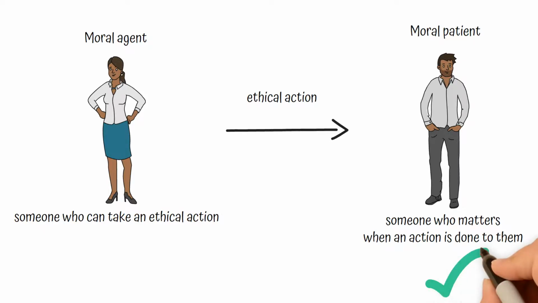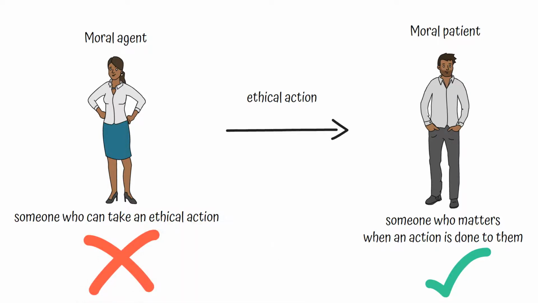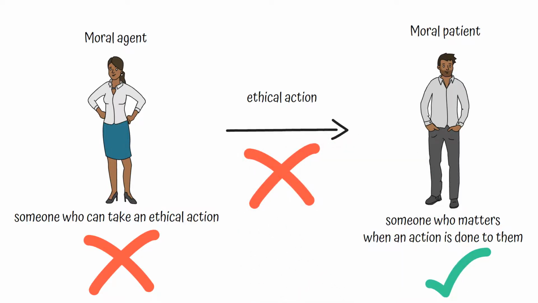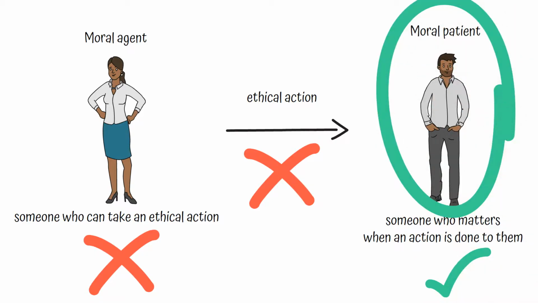Consequentialism cares only about the consequences of an action. As consequentialists, we don't care what Agam's motivation is or how she feels when she takes an action. We don't even really care what the action is. We only care about the effects of that action on Partik, the moral patient.